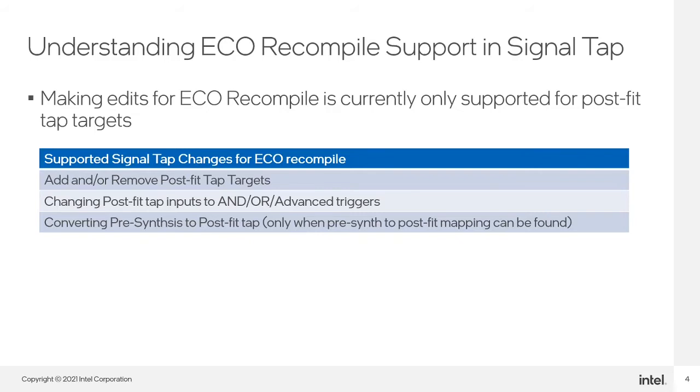Once a user has completed a full compilation and they want to make changes to their SignalTap logic within ECO support, they're able to add and or remove any Postfit taps, they can change the inputs to any of their Postfit triggers, and if a netlist mapping is found by SignalTap, they can convert their pre-synthesis taps to Postfit taps.